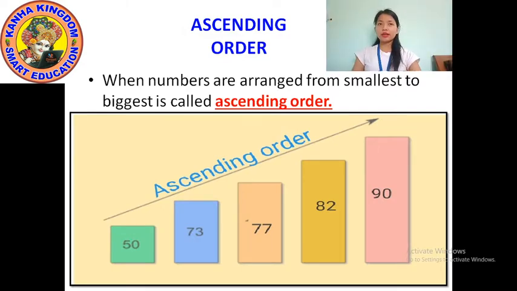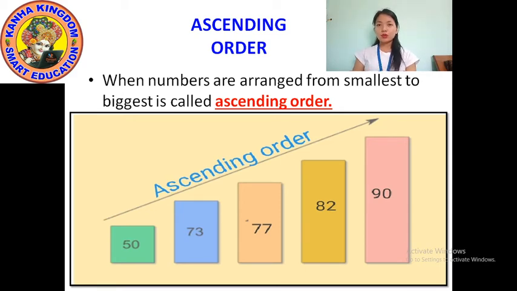Okay, now we are going to learn about ascending order. Ascending order means when number are arranged from smallest to biggest. That means when number are arranged from the smallest number to the biggest number, we say that they are in ascending order.